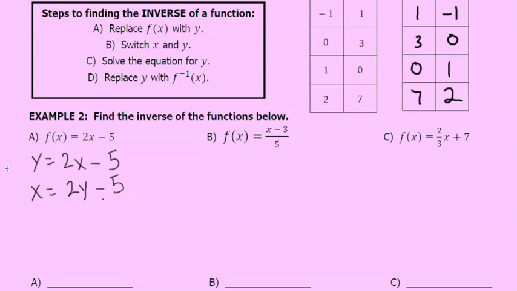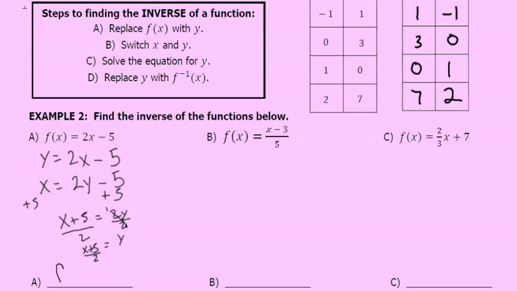Solve the equation for y. We add 5 to each side. X plus 5 equals 2y. Divide each side by 2. So we have 1y equals x plus 5 all over 2. So your inverse function is f inverse of x equals x plus 5 all over 2.